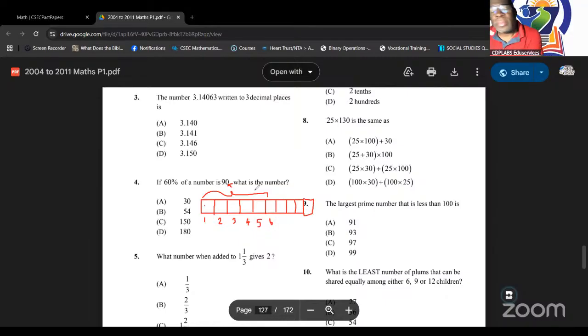That's 90 divided by 6. Exactly. It's as simple as 10 fingers. So 90 divided by 6 will give 15. So if one part is equal to 15, then what is the total for 10 parts? 150. Exactly. So the answer is C.